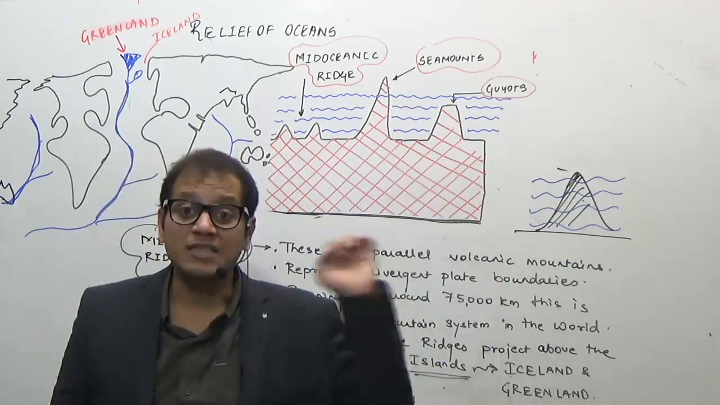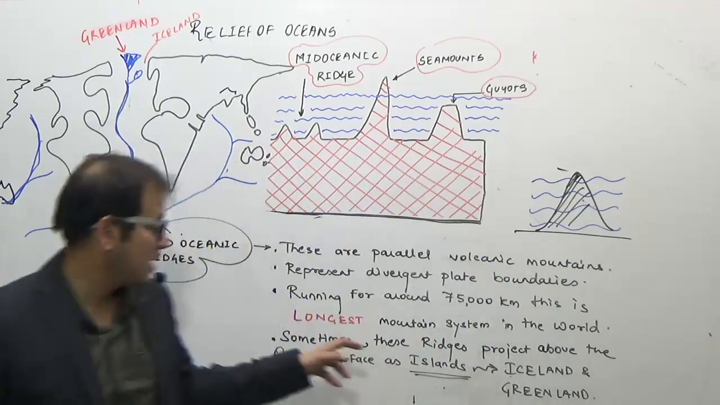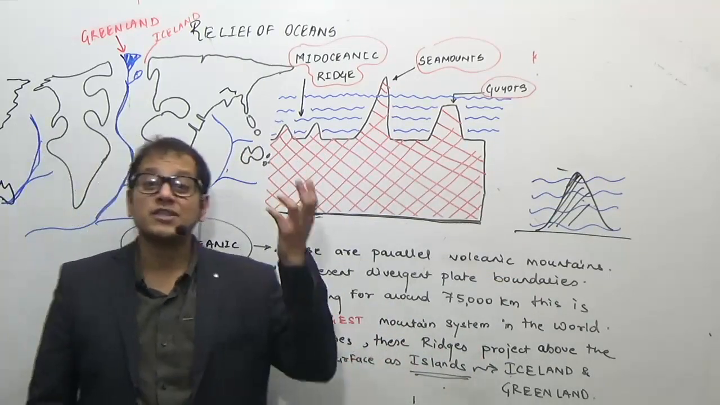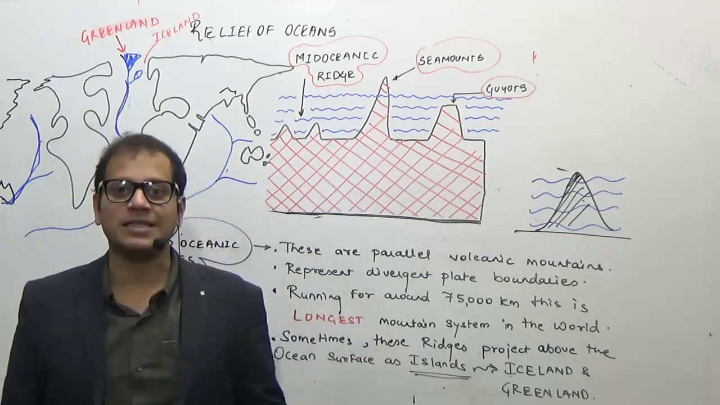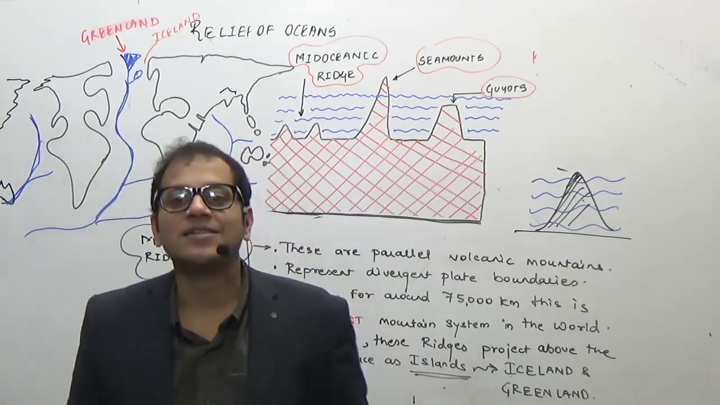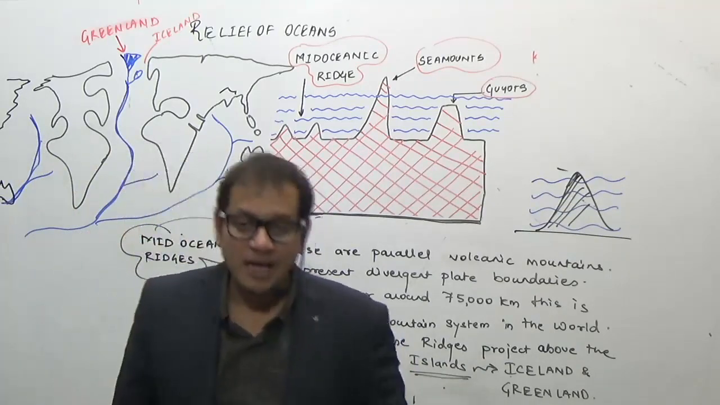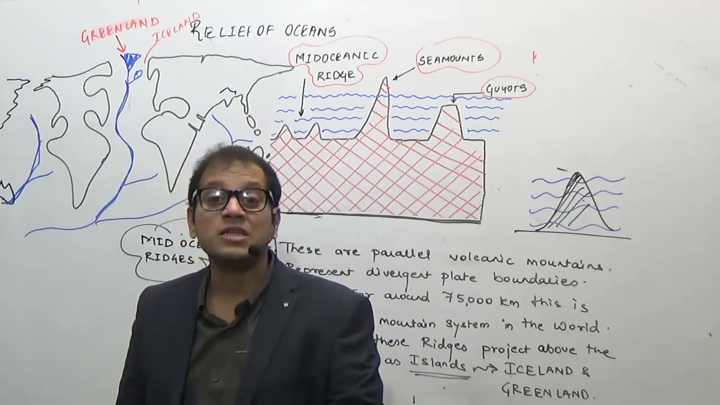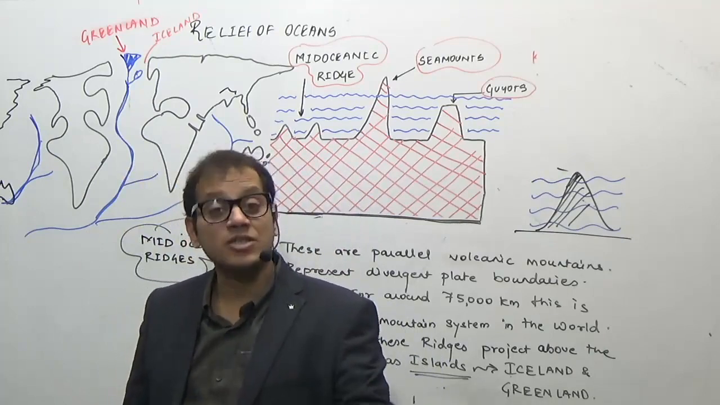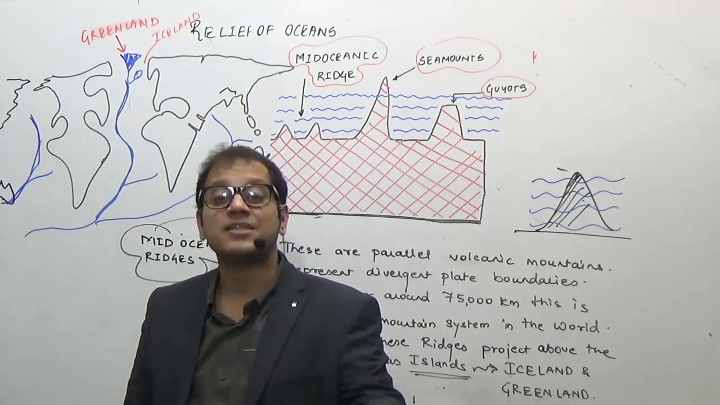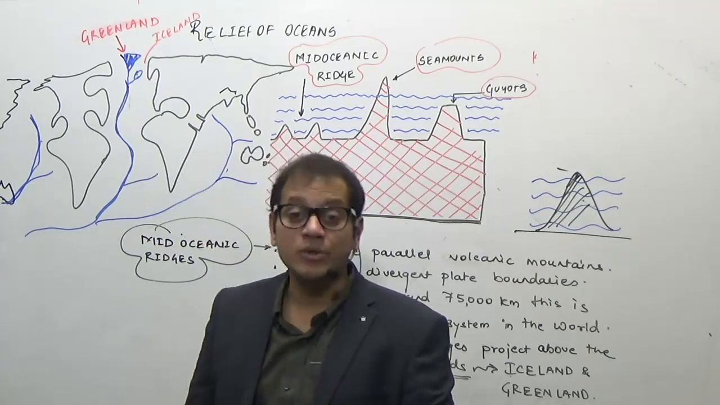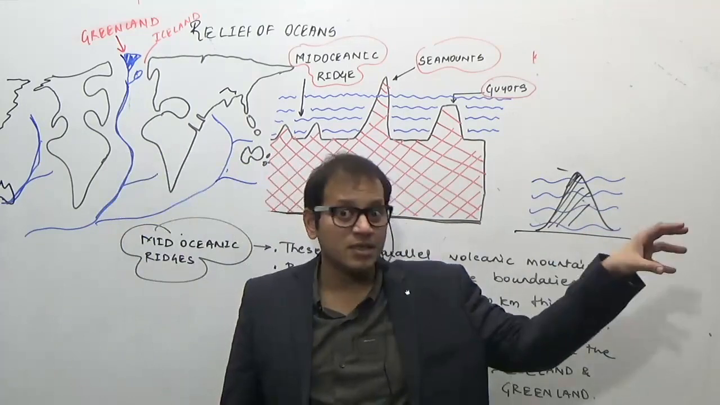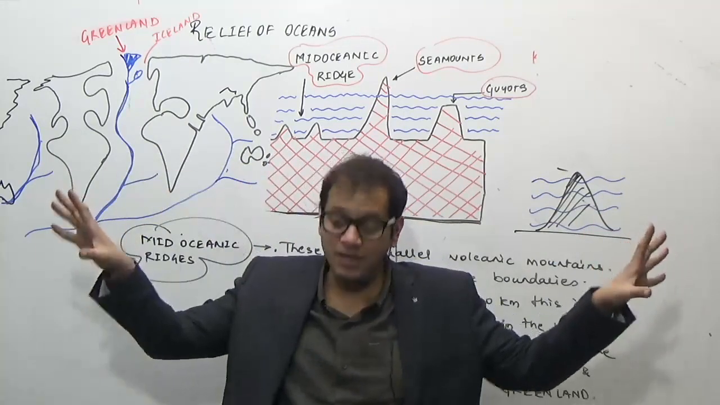Now, which is the longest mountain system on the surface of the earth? It is the mid-oceanic ridge. Which is the longest mountain system on the continents? It is the Andes. Andes is the longest mountain system on the continents. Himalayas are the highest mountain system on the continents. But the longest mountain system on the earth, including continents and the ocean, is the mid-oceanic ridges. We will study each of these mid-oceanic ridges in detail while studying the Pacific, the Atlantic, and the Indian Ocean region.